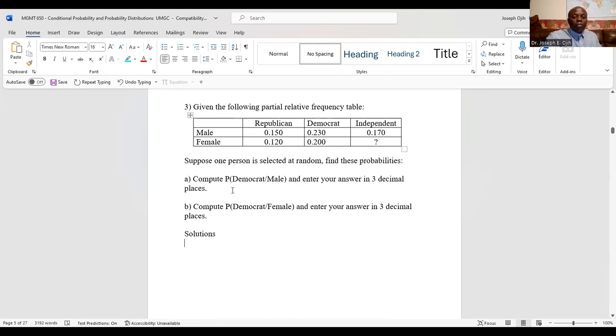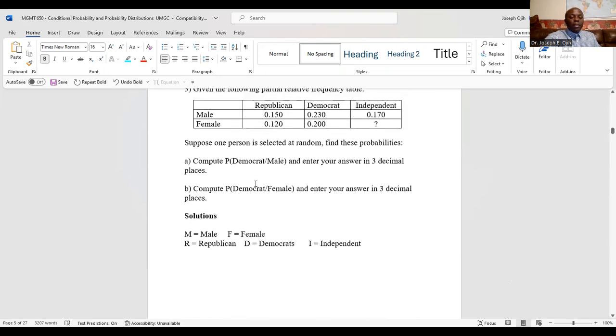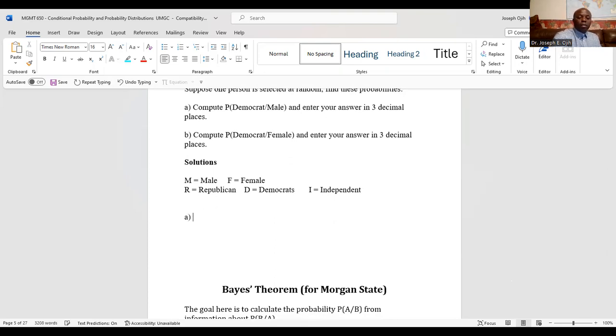Part A, solutions. We are looking for the probability of male. Let's identify our outcomes. Let us use M for male, F for female, R for Republican, D for Democrats, and I for independent. The first question says find the probability that the person selected is a Democrat, given that he's male. So part A says probability of Democrat, that's D, given that he is male.